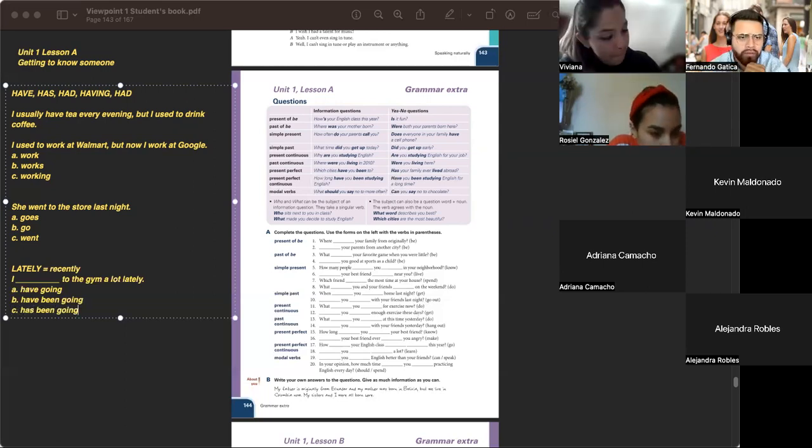A, B, or C? Letter B. I have been going to the gym a lot lately. This is the present perfect continuous. In the present perfect continuous, you have to use have or has, been, and then going. Have or has been and a verb ing, a present participle.